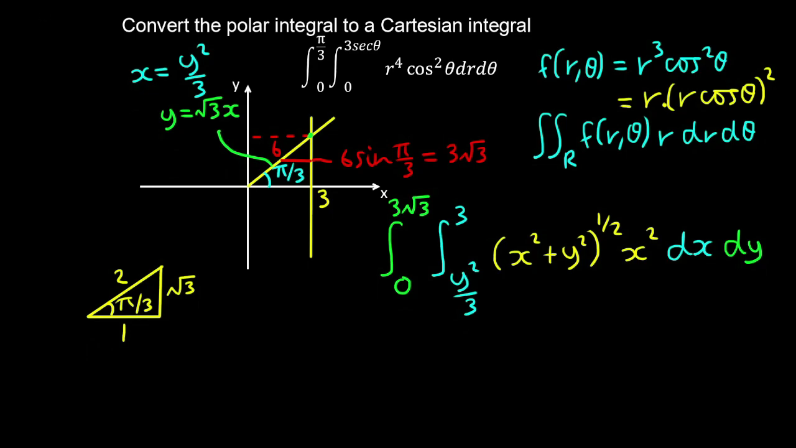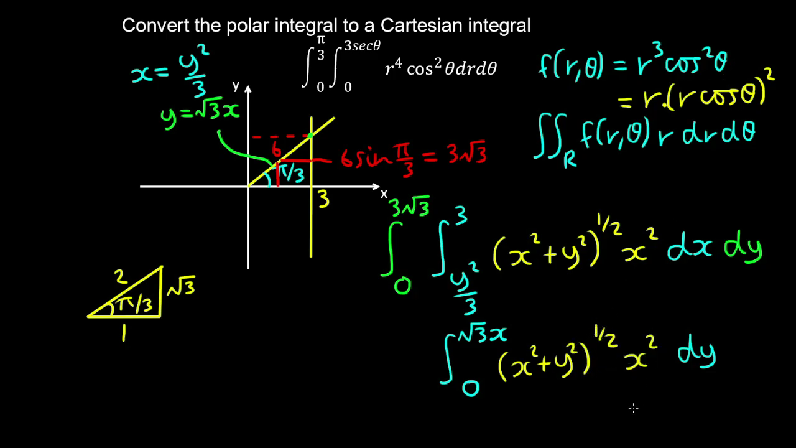And similarly, we can write our iterated integral with respect to y first by taking vertical cross sections. So here we're integrating from y equals 0 to y is equal to root 3x. And we're integrating the same function. So that will be x squared plus y squared to the half by x squared. And then we integrate over x from x equals 0 to x equals 3.